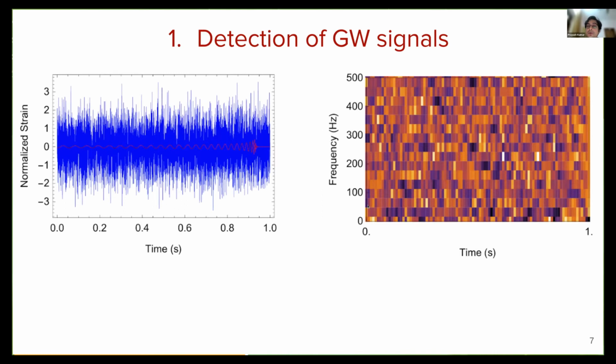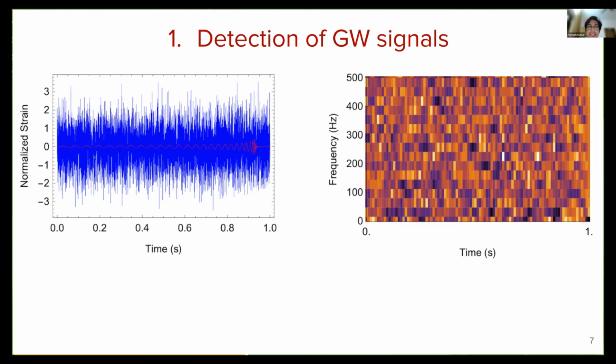So let's talk about the detection problem first, right? So why is detection hard? Well, it's hard because space-time is incredibly stiff, and even black holes are only able to create fluctuations in the geometry of space-time with a very, very small amplitude, right? So our typical signals are almost always dominated by instrument noise.